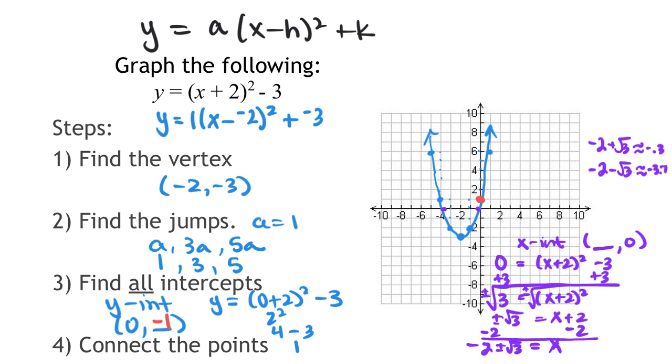When you label those, you can keep them in this radical form. But to know where they are in your graph, you are going to want to think about them in the decimal form.